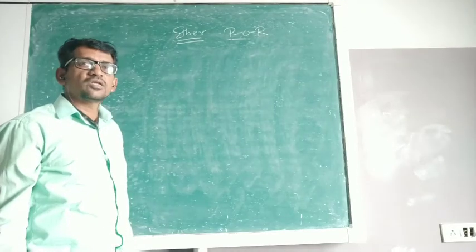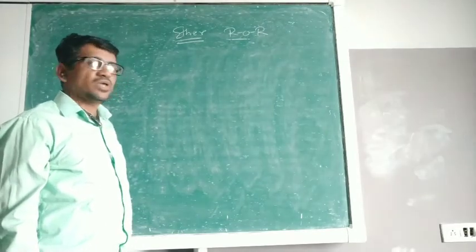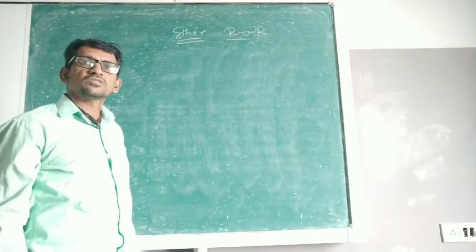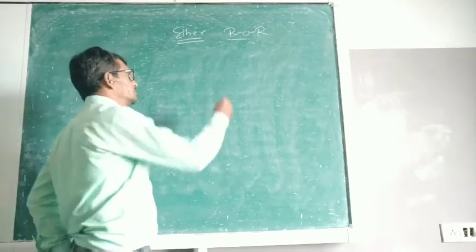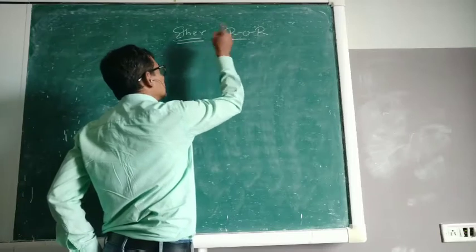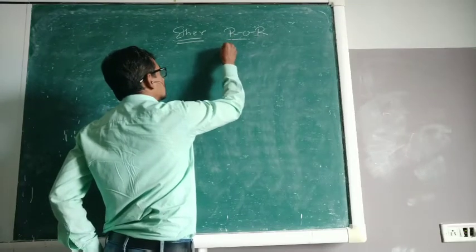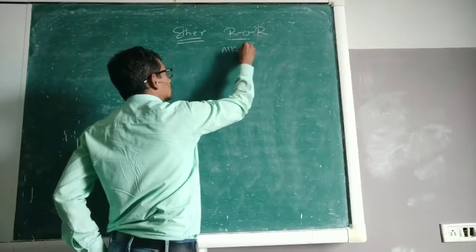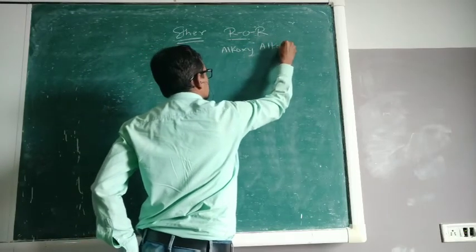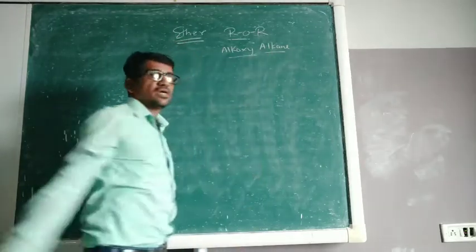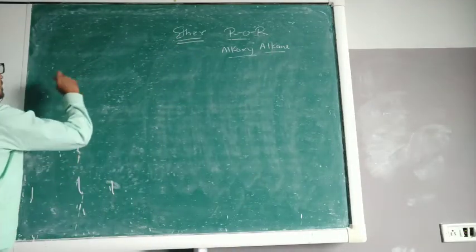So here ether is not a main functional group. Main functional group here in IUPAC name is alkane. Remember alkane. Then nomenclature is alkoxyalkane.